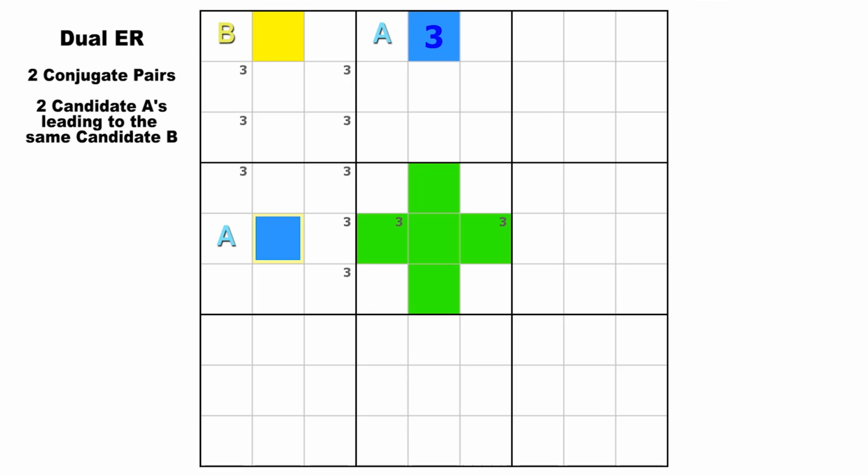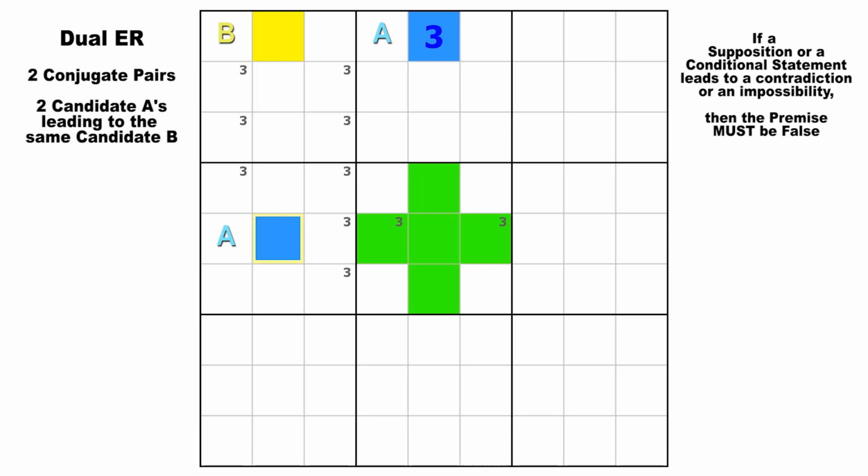But look, this is impossible because now there is no candidate 3 in column 2 because that was a conjugate pair and now they're both gone. This tells us that the premise of our supposition must be false. If a supposition or a conditional statement leads to an impossibility, then the premise must be false. If my mother was a kangaroo, then I would be a kangaroo.